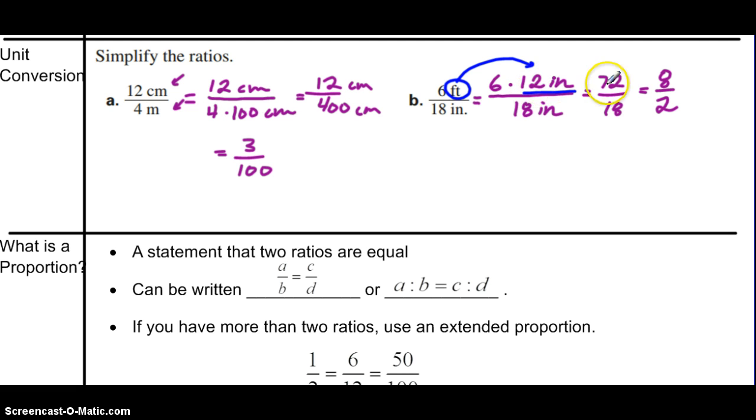So 6 times 12 is 72 over 18. I divided both the numerator and the denominator by 9 to get 8 over 2. But in fact, I can simplify that one step further because both the numerator and denominator can still be divided by 2 evenly, for a final ratio of 4 over 1.